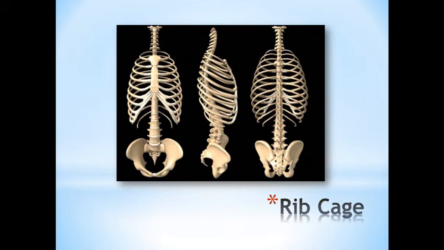So if I look at the ribs, we have 12 pairs. We have 7 true ribs, which are connected to the manubrium and the spine. We have 3 false ribs, which are connected to the spine and then to the manubrium via a cartilaginous structure. And we have 2 floating ribs, which are only connected at the vertebrae.